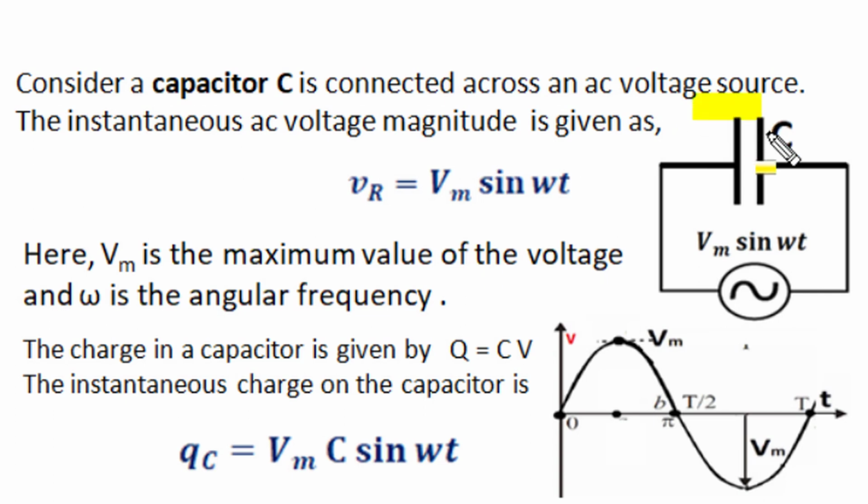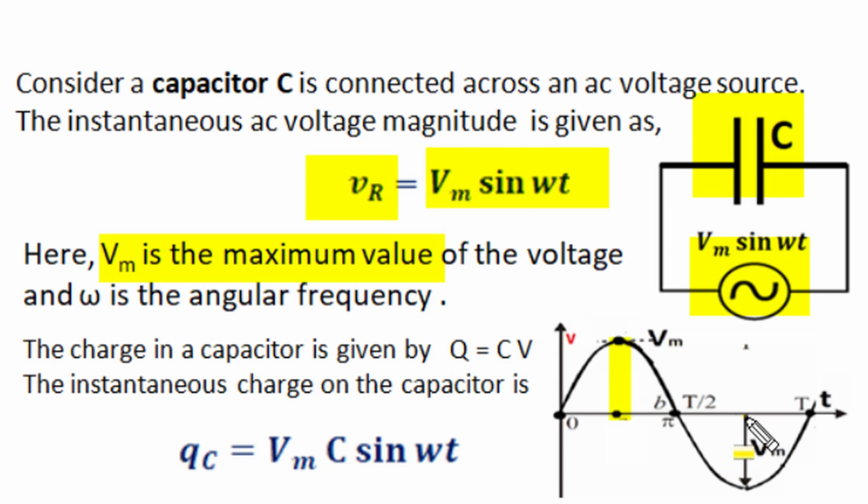Consider a capacitance of C farad connected across a standard reference alternating voltage supply, and the instantaneous magnitude of standard reference alternating voltage supply is given as Vm sin omega t, where Vm is maximum value of sinusoidal alternating voltage and omega is angular frequency of supply voltage.